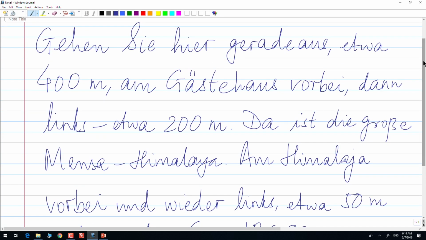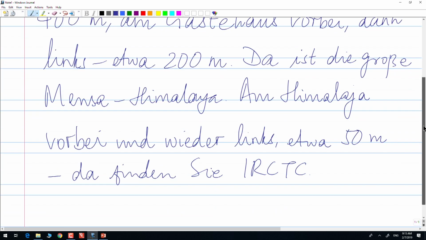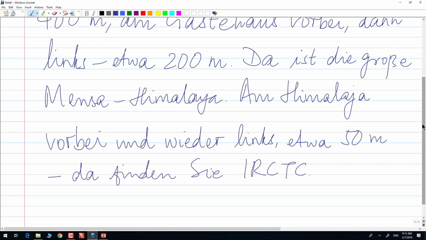Gehen Sie hier geradeaus etwa 400 Meter am Gästehaus vorbei, am CLT vorbei, am OAT vorbei, am Gajendra Circle vorbei. Okay. Dann links etwa 200 Meter, da ist die große Mensa Himalaya, am Himalaya vorbei und wieder links etwa 50 Meter, da finden Sie IRCTC.